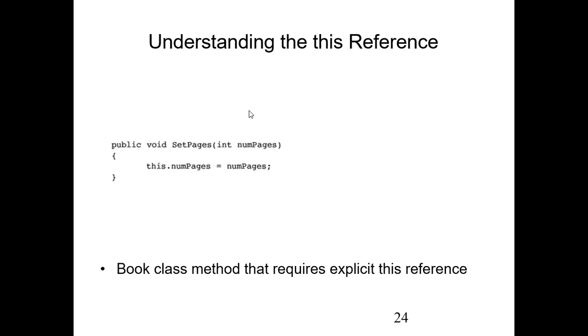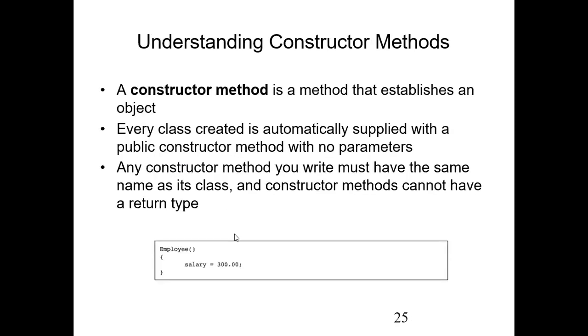So to make that distinction, you have to explicitly indicate which one is the instance variable and which one is the local variable. The instance variable, we prefix it with this and then a dot, then we write the name of the instance variable. So when you write this dot num pages and then num pages here, it means the num pages here is an instance variable, and the num pages here is this local variable. So that's how you do it.